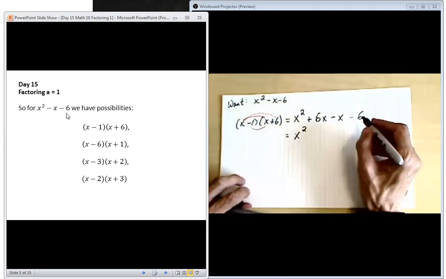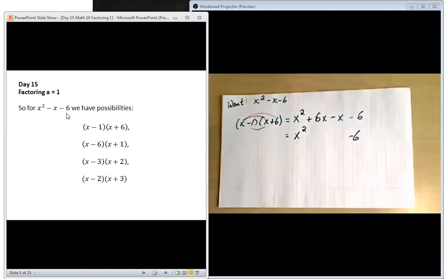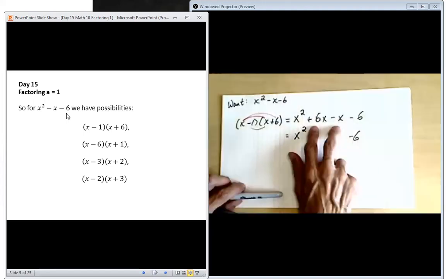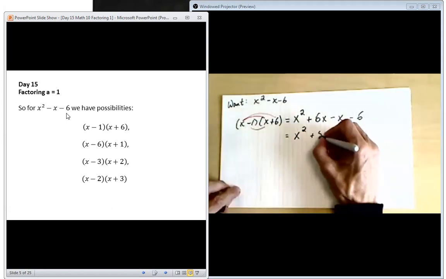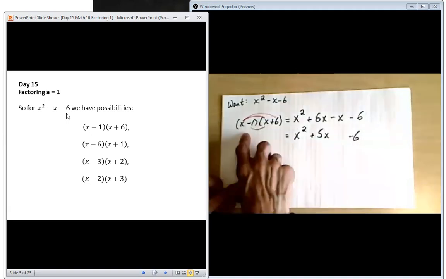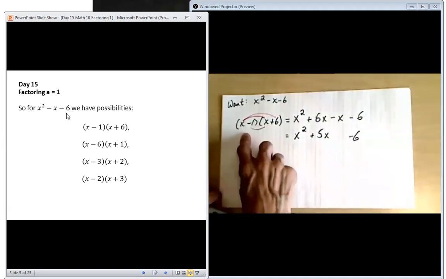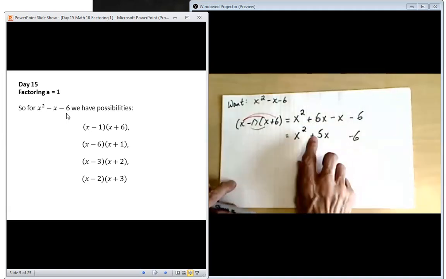I'll give you the x squared. I'll give you the minus 6 at the end, but no, it's not a plus 7. One's a plus, one's a minus. What happens there? There we go, 5x in the middle, right? This is what we get. This one here, it's a plus 6 and then take away 1. So it stays as plus 5.